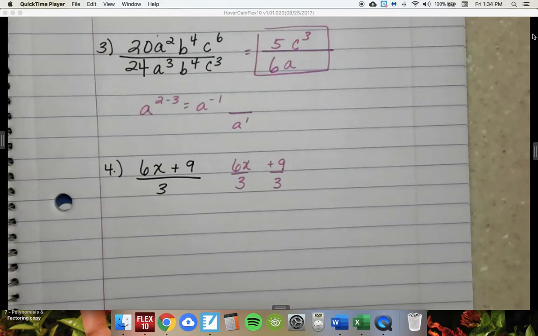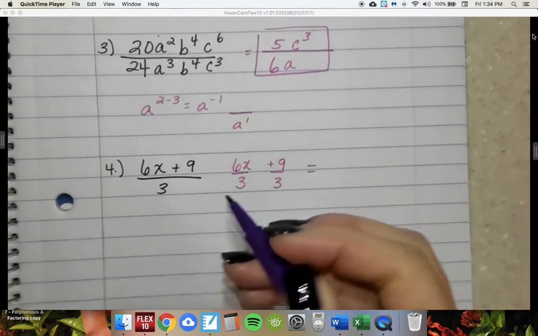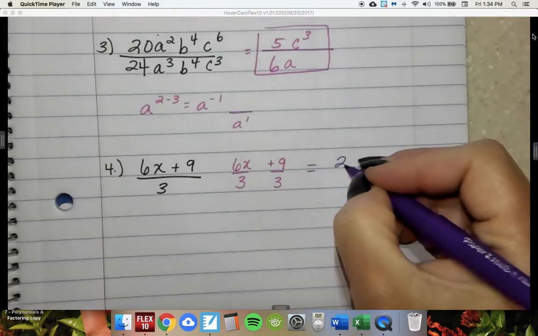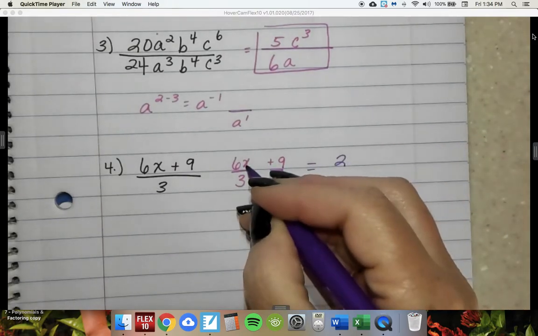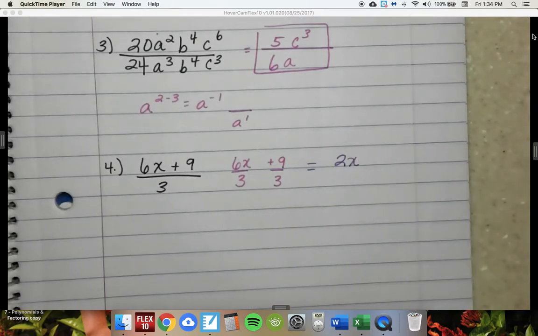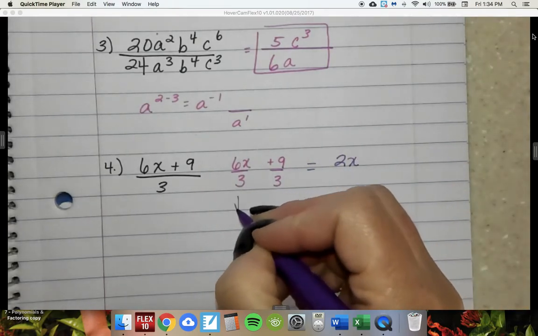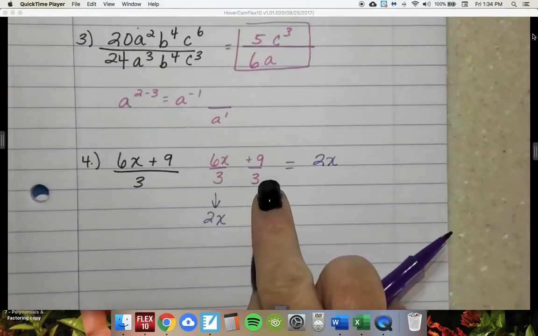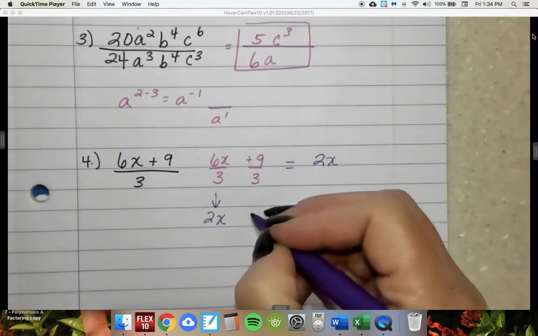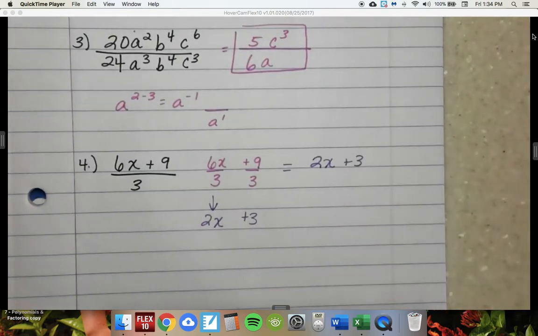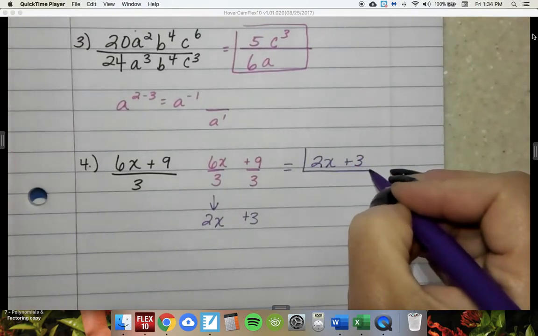So now, what is 6 divided by 3? Well, it's 2. And that guy's got an x and this guy doesn't. All right, it just stays 2x. So this is 2x. Okay? And you jump over here, and what's a positive 9 divided by 3? A positive 3. So that's part of your answer, positive 3. So your final answer is 2x plus 3. That's it. Right?